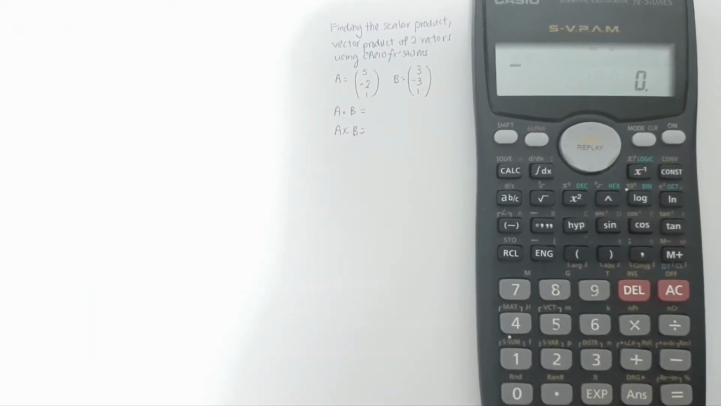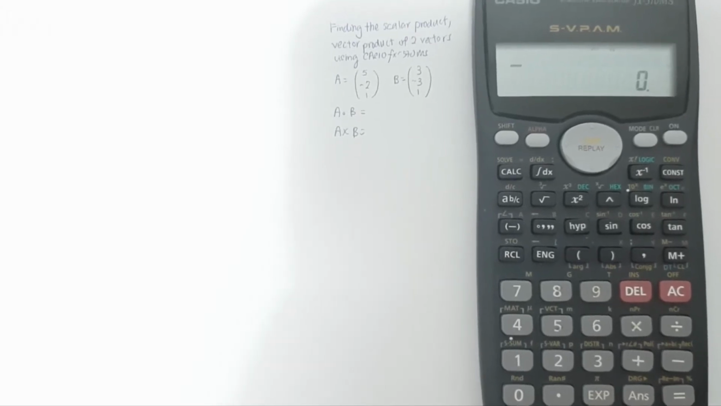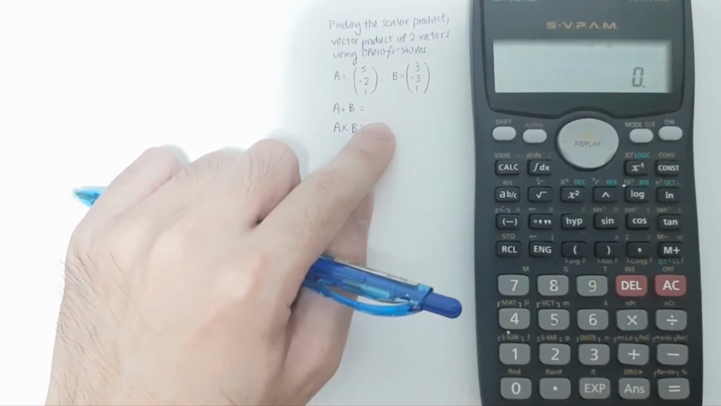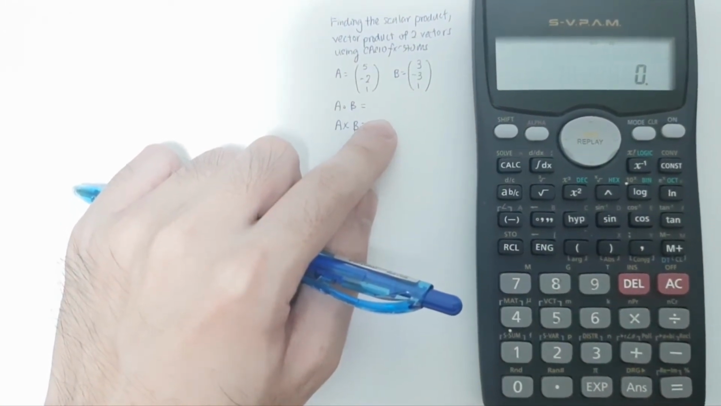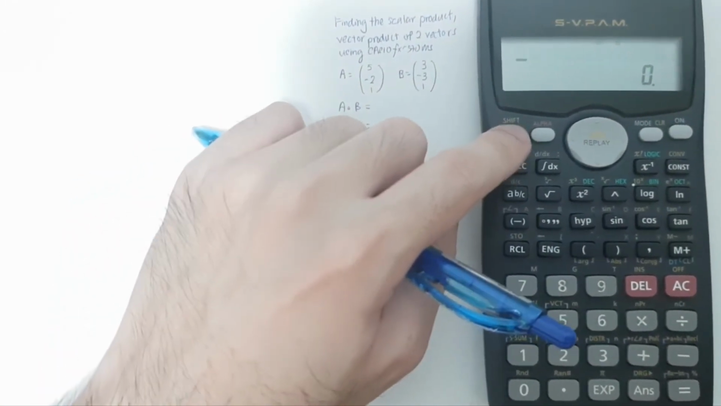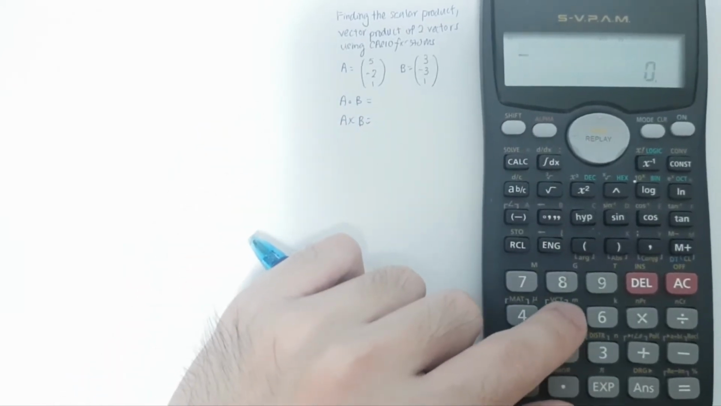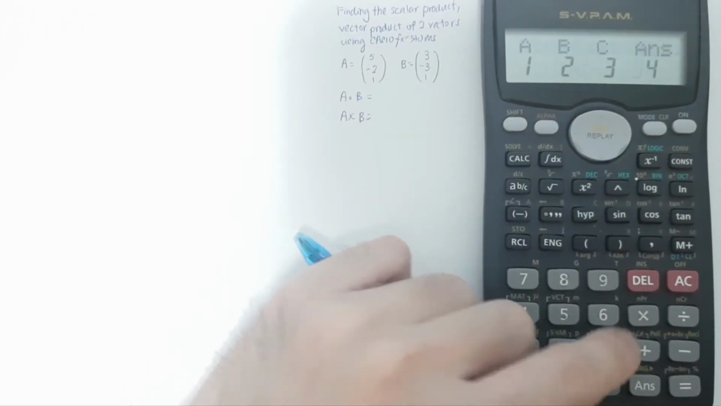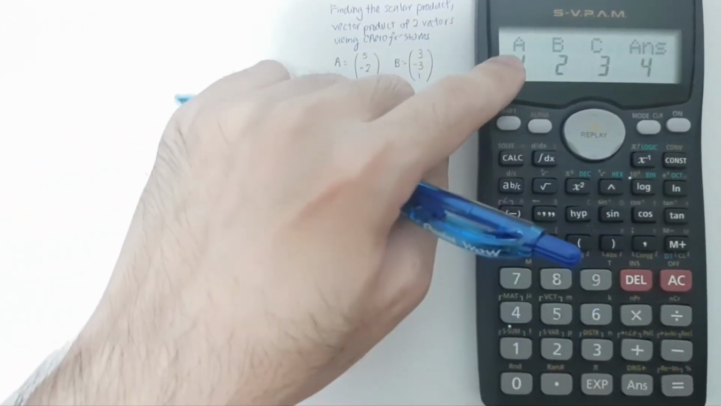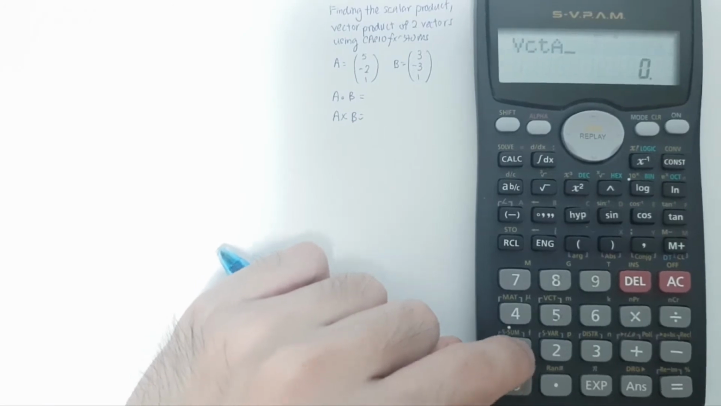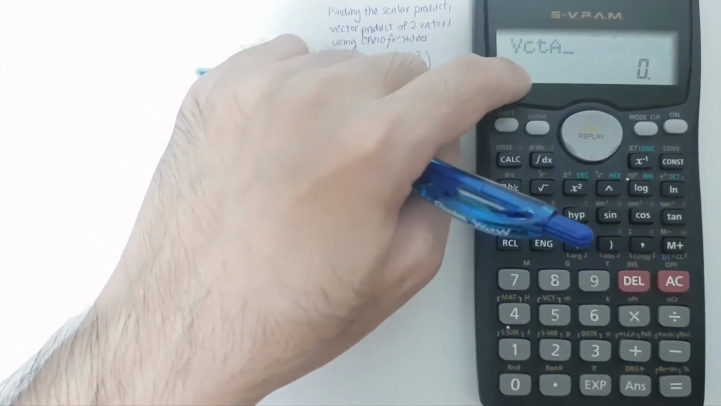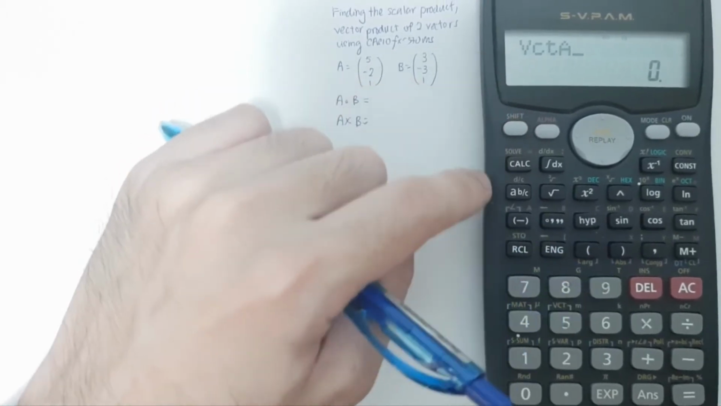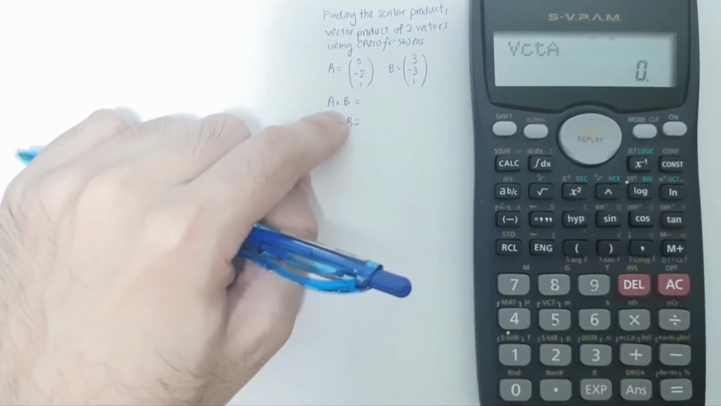To perform the scalar product of the two vectors, A dot B, how do we go about doing it? First things first, we press Shift and then number 5. We press 3 to include the vector A into the calculator. So now we press 1 and then we have this vector A.